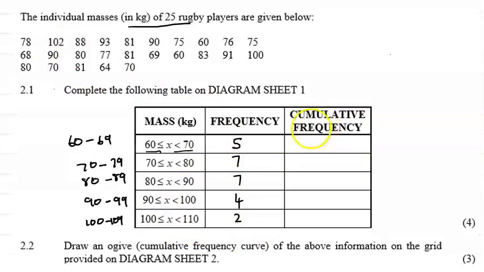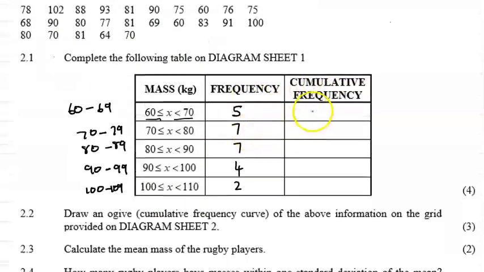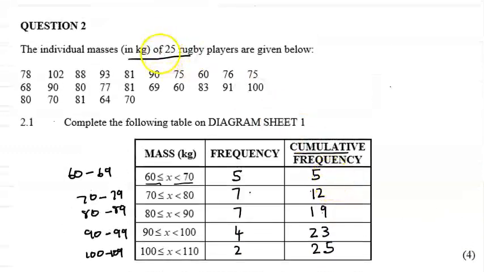Now, your cumulative frequency is, as the name suggests, to accumulate or to sum up. So therefore, the cumulative frequency, the first one would be 5, so that remains the same. And now you start to add: 5 plus 7 is 12, 12 plus 7 is 19, 19 plus 4 is equal to 23, and 23 plus 2 is 25. So therefore, the sum of all the frequencies is equal to 25, and there we go. There's 25 rugby players.